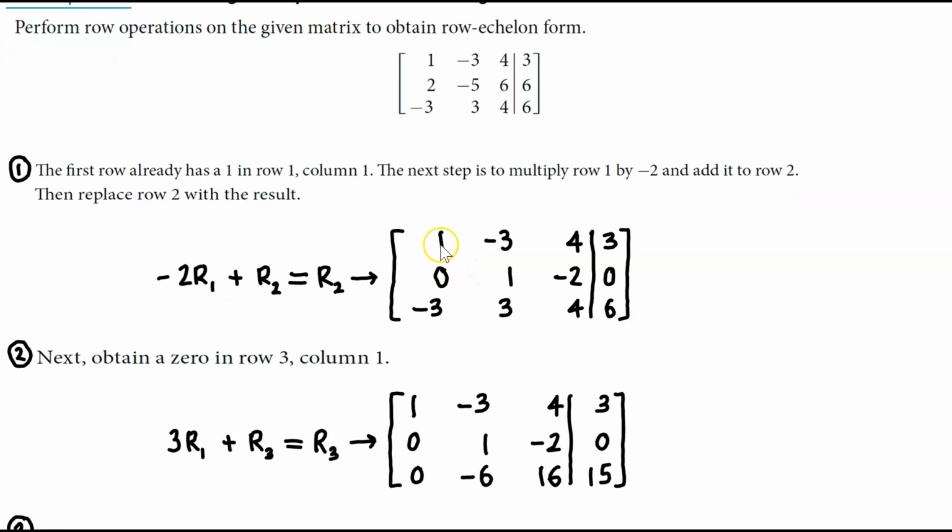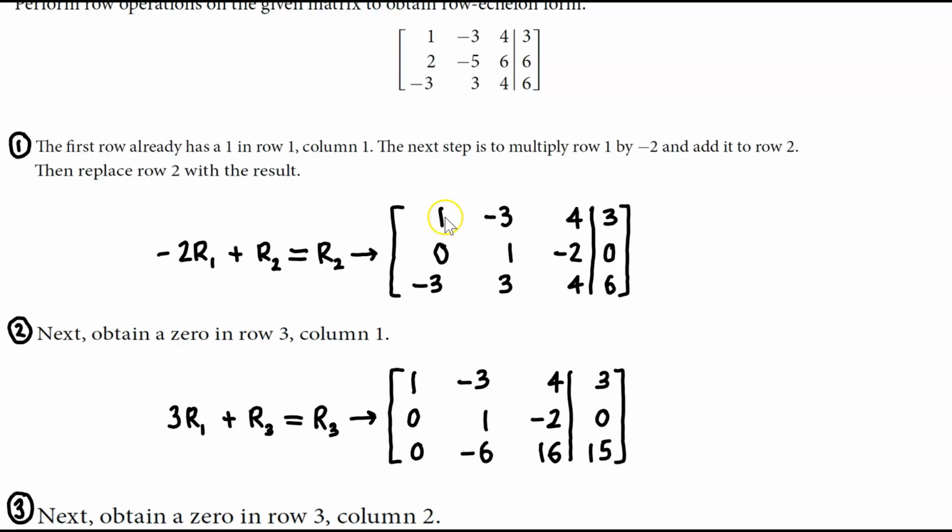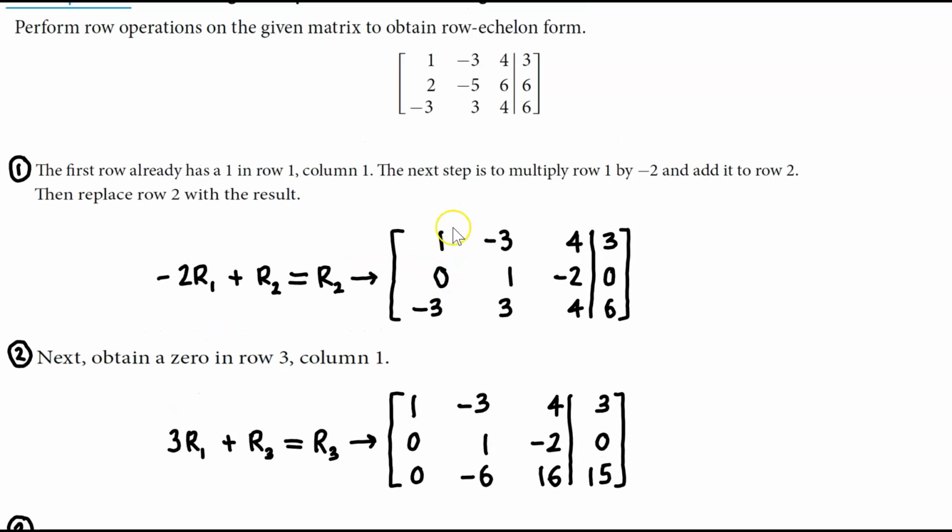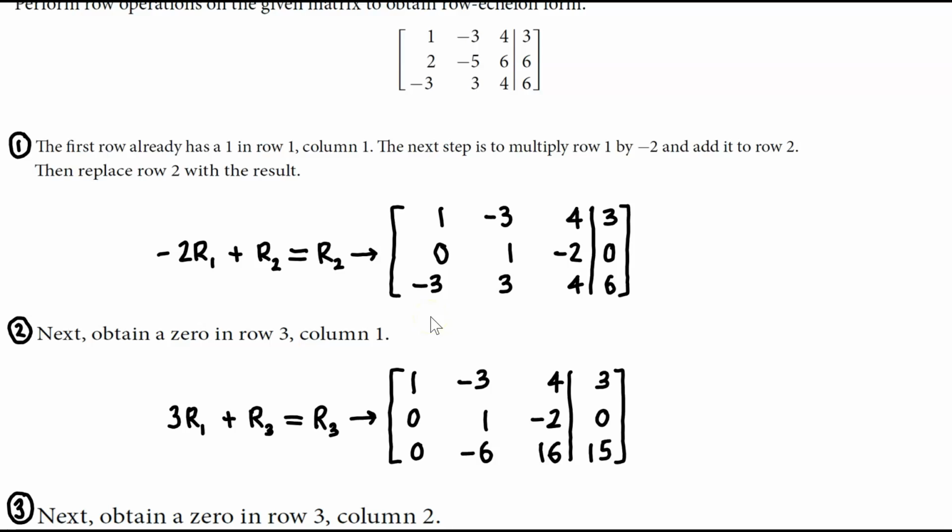So now we got 1 and then a 0, and then we want to make this -3 also a 0. So again, we're going to use row 1 to make this a 0. So the opposite of -3 is +3. That means we're going to multiply row 1 by 3 and then add it to row 3. So 3 times 1 is 3, plus -3 is 0.